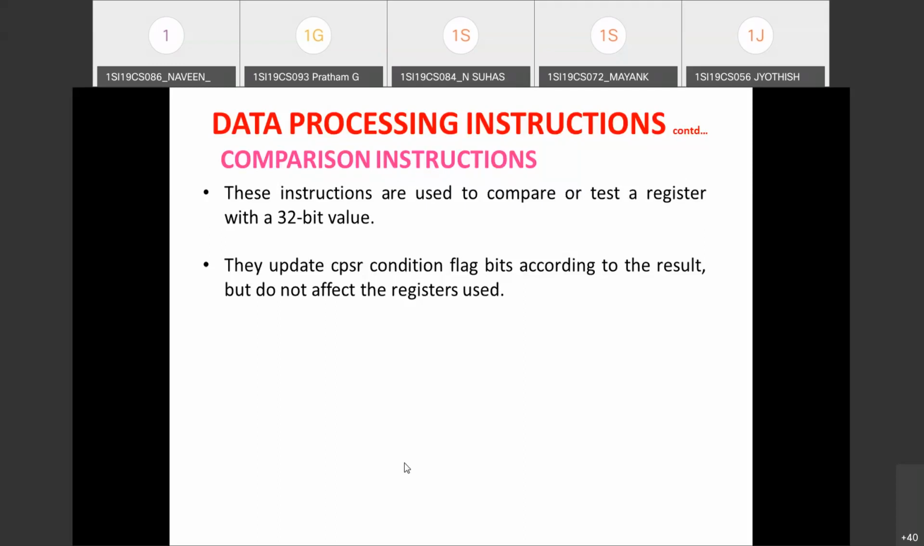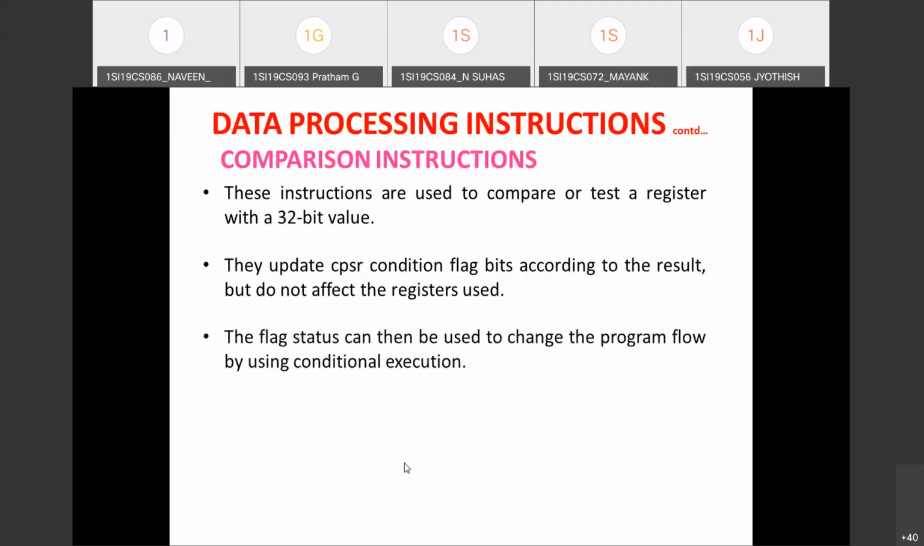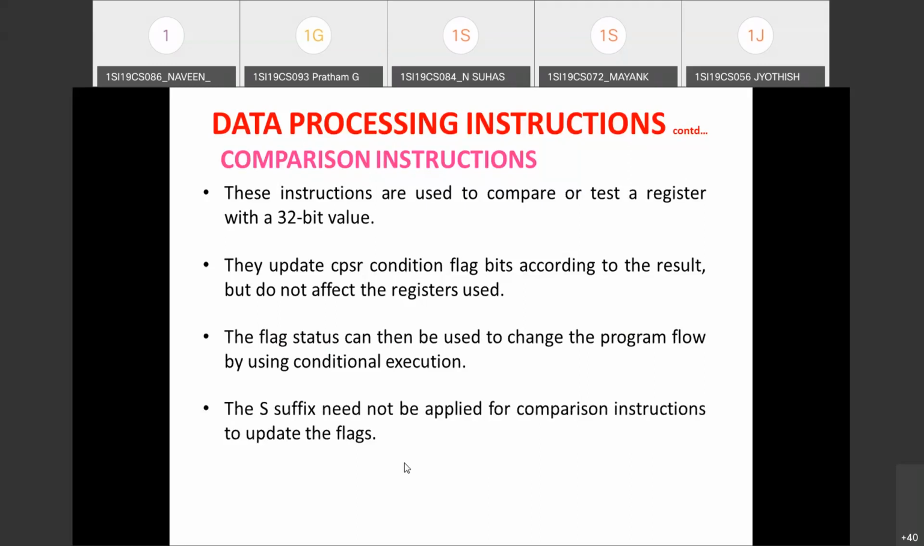So in the syntax, it is clearly mentioned that you are not supposed to use S suffix since these instructions are meant for affecting the flags. It performs internally the specified operation, but based on the result, the flags will be affected. None of the registers specified in the instruction will be affected. And you can use the status of the flags after performing comparison operation to perform the control transfer. The program flow can be controlled by using conditional execution instructions. That's what I mentioned here.